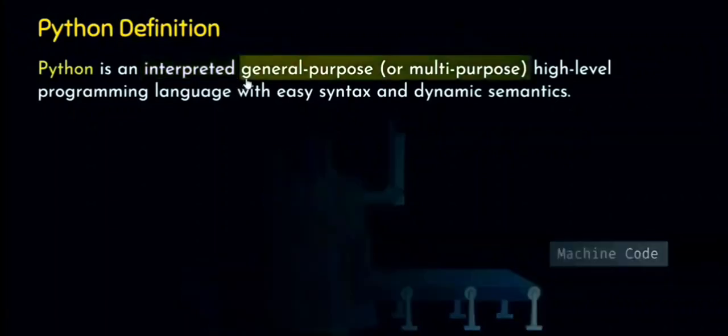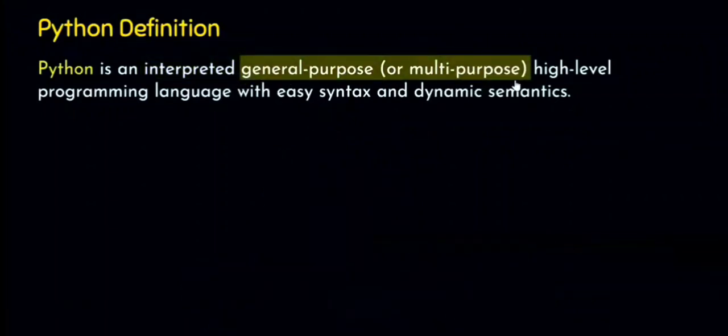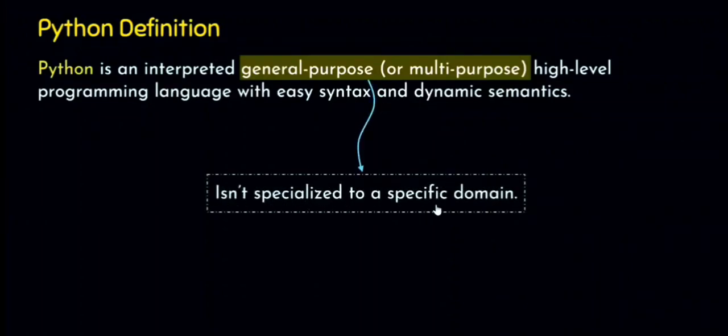Okay? So now as you have understood the meaning of interpreted, let's try to understand the meaning of general purpose or multi-purpose. Python is a general purpose programming language because it isn't specialized to a specific domain. As simple as that. Now what does this statement mean? It means that Python is not meant for a specific domain. Instead, we can use Python in multiple domains.